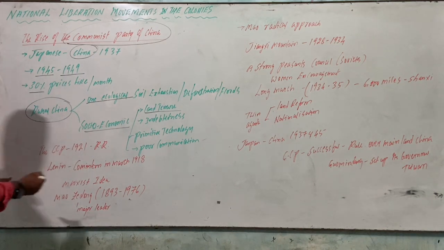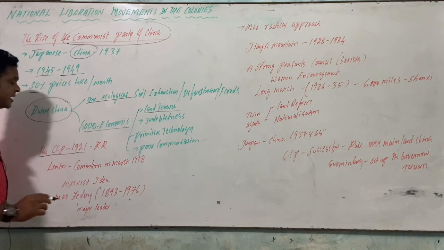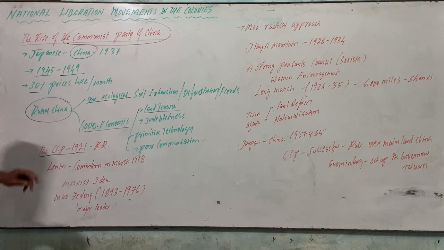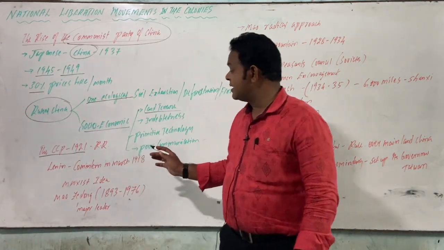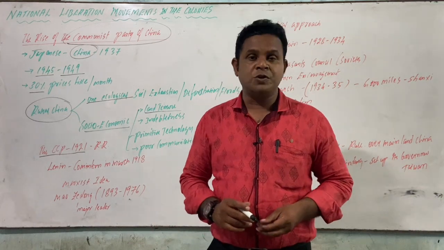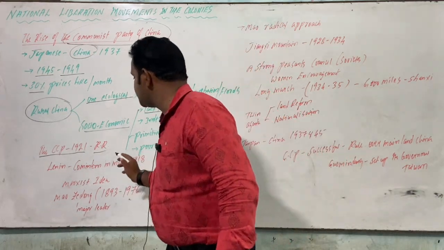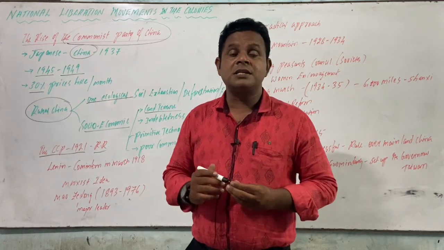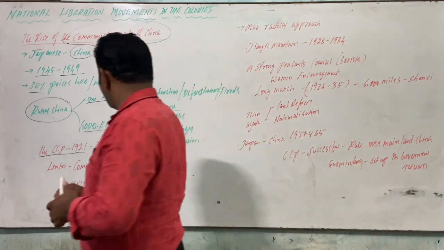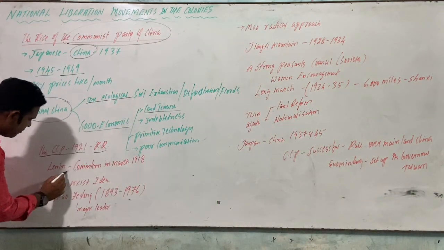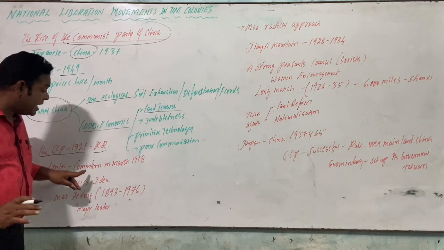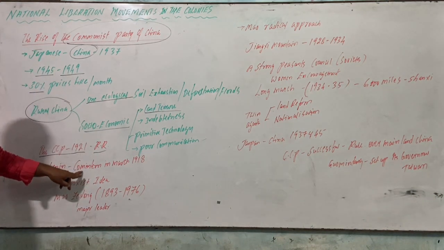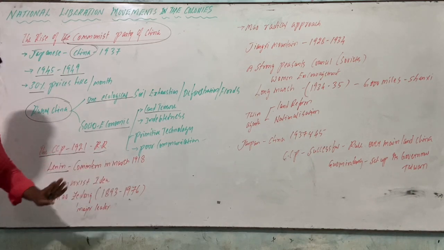And at that moment, the CCP, the Chinese Communist Party, came into existence in the year 1921, after the end of the Russian Revolution. After the end of the Russian Revolution, Vladimir Ilyich Lenin, shortly called Lenin, introduced the Comintern in March 1918.